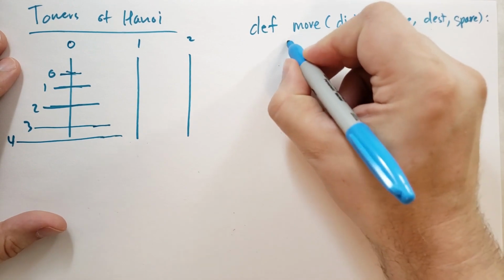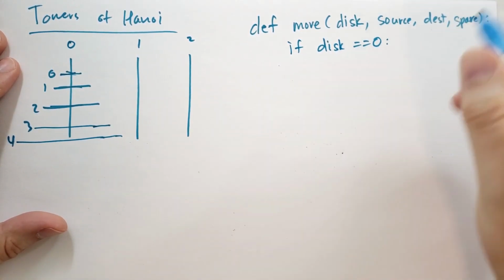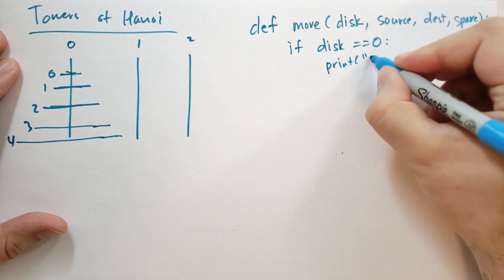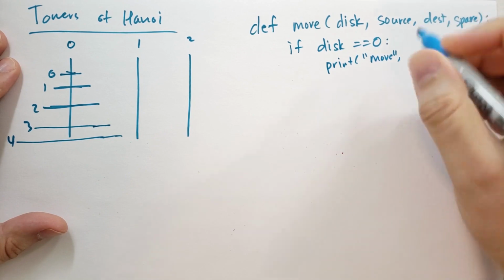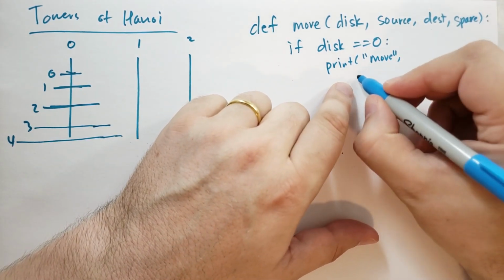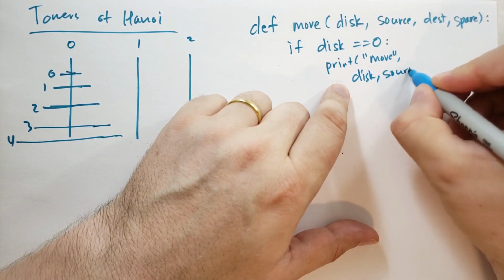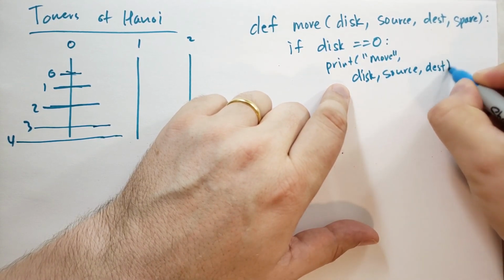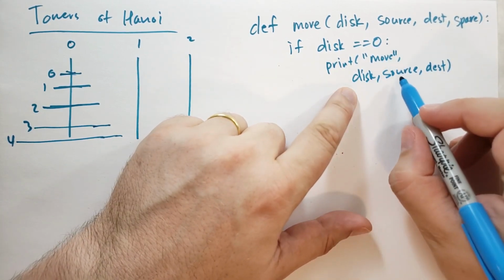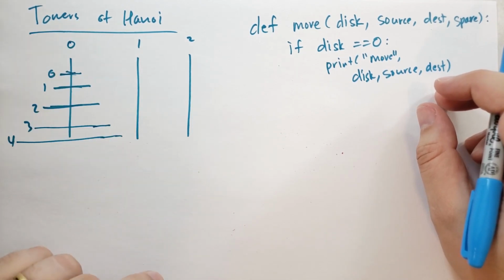So if the disk is the 0 disk, we can just move that. So we're just going to print, and I'm going to write this out. You won't really know what this does until you've researched the print statement very well. We're going to say move, and then we're going to say disk from the source to the dest. So when we see in the printed output move 0, 0, 1, that means take the 0 disk from the 0 stack and put it on the 1 stack.